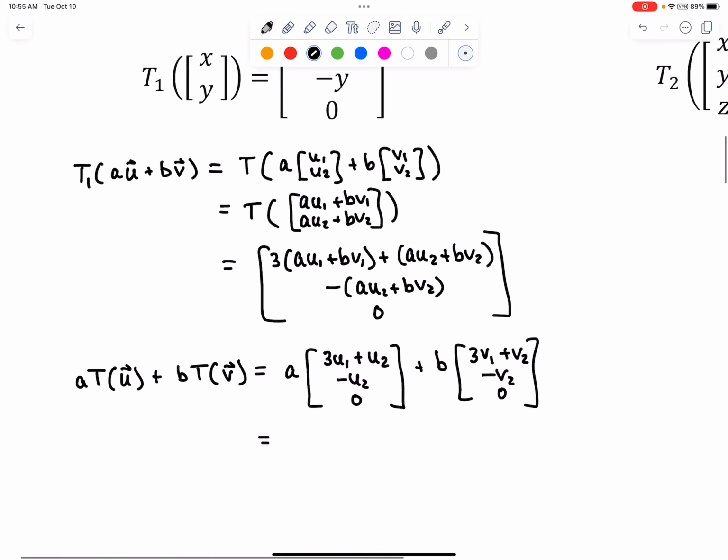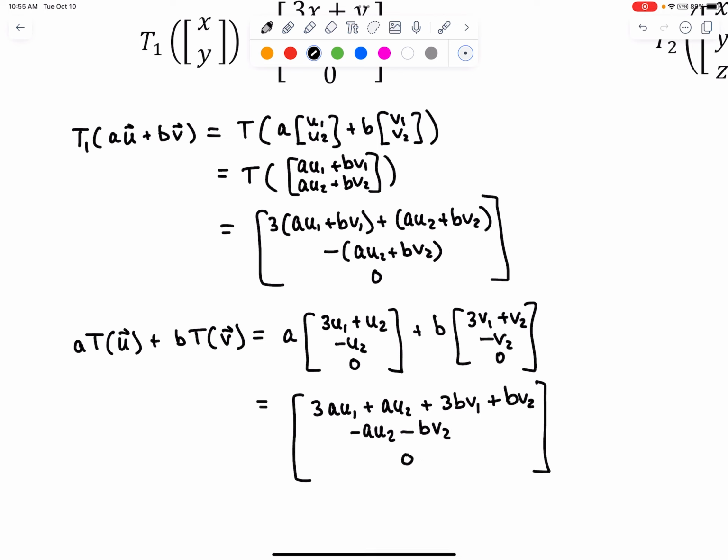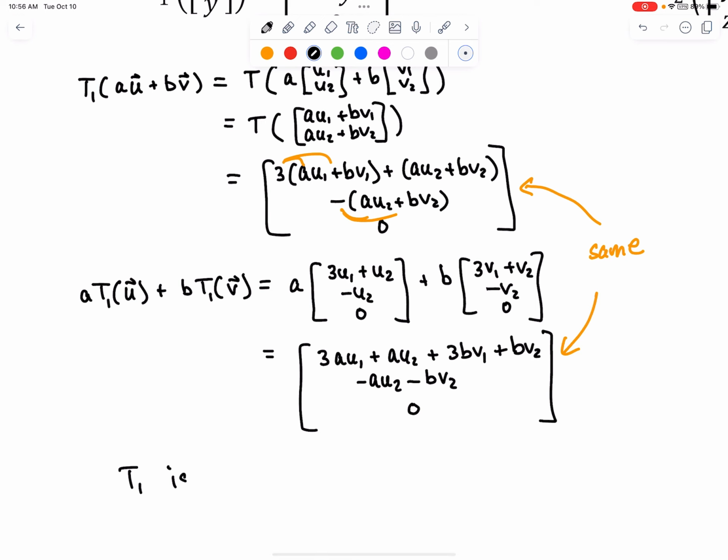Now if I distribute the scalars across these and combine these into a single vector, we'll get the following. We get 3AU1 plus AU2 plus 3BV1 plus BV2 as the first component. The middle component will be negative AU2 and then minus BV2. And then the third component will just be 0. At this point right here, we can see that these two outputs are the same. This would be easy to notice if you distributed this 3, distributed this negative, maybe reordered some of the terms, and then you can see that we have the same result. So because of this, we know that T1 is a linear transformation.